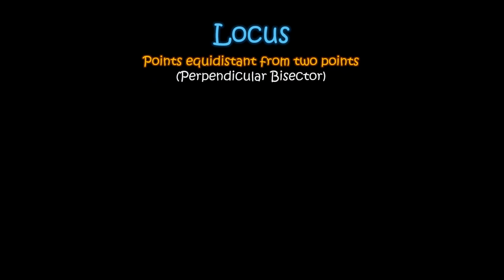The third category is related to the perpendicular bisector, also known as a mediator. It is a line that cuts another line into 2 equal segments and is also perpendicular to that line. It defines the locus of the points that are equidistant from 2 points. Unlike the angle bisector, where the points are equidistant from 2 lines instead of 2 points.